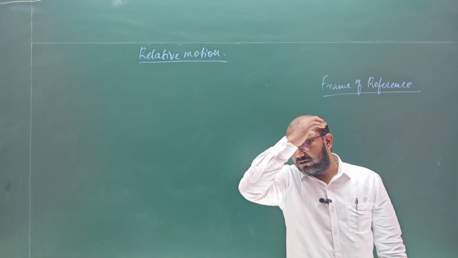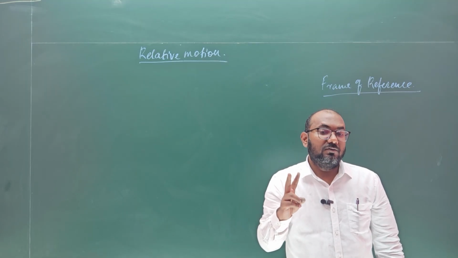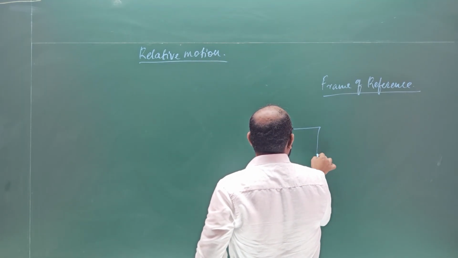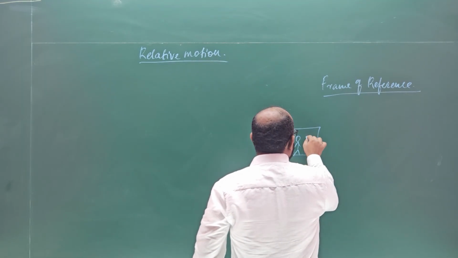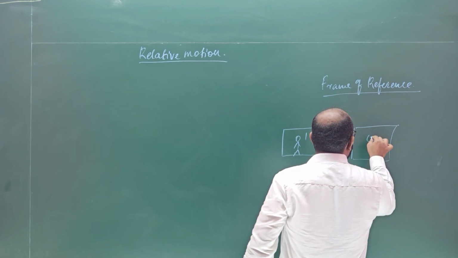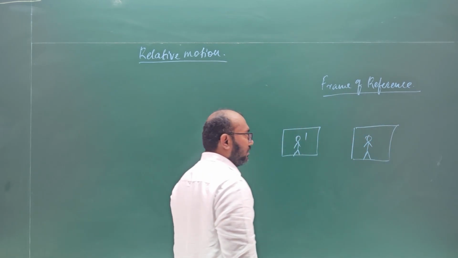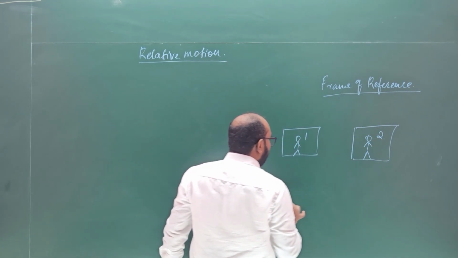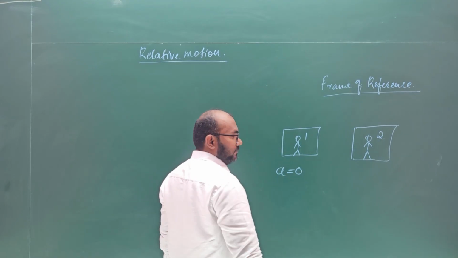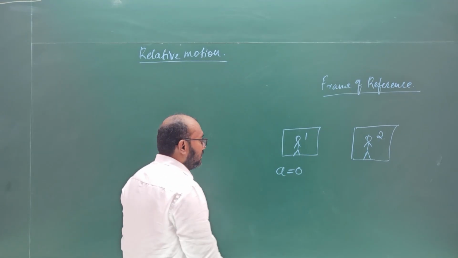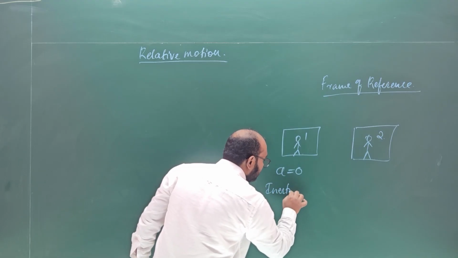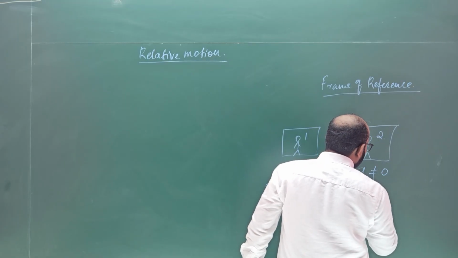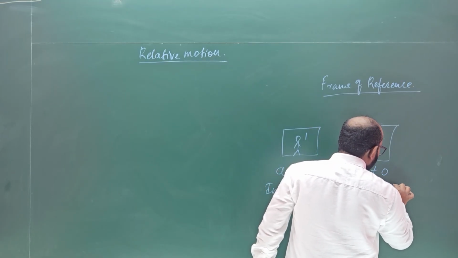Inertial frame and non-inertial frame, we are having two frames of reference. Now consider here is one frame, person number 1, and one more frame, here is another frame. Two frames are there. So if A is equal to 0, then this one is called an inertial frame, and if A is not equal to 0, then this one is called a non-inertial frame.